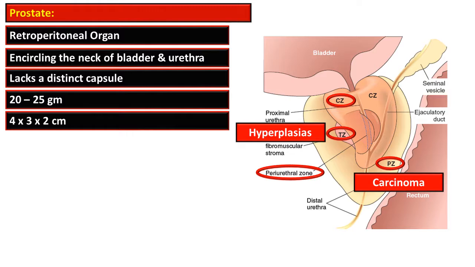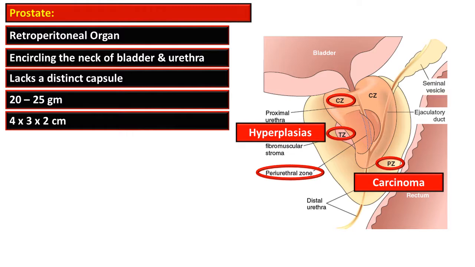The transitional zone comprises about 5% of the prostatic volume, and these are 2 pear-shaped lobes that surround the proximal urethra. And here 10% of the prostatic carcinoma can arise. The central zone is about 25% of the prostate volume and it surrounds the transitional zone to the angle of the urethra to bladder base.